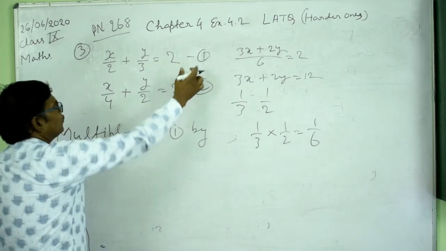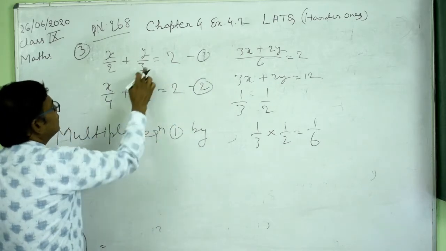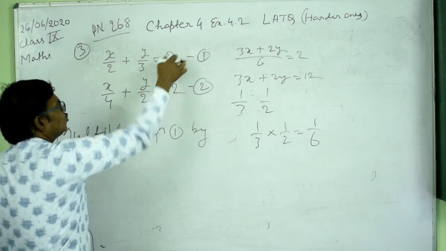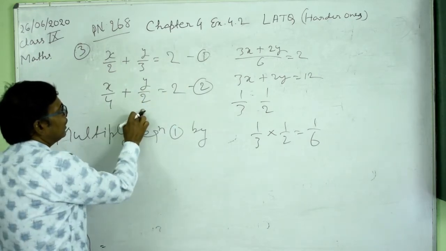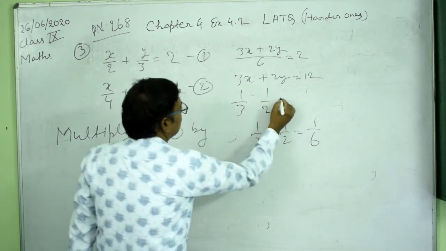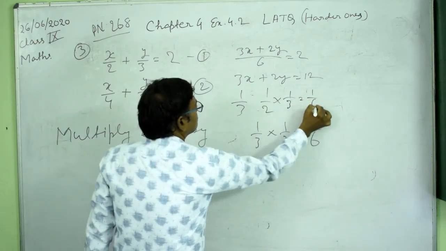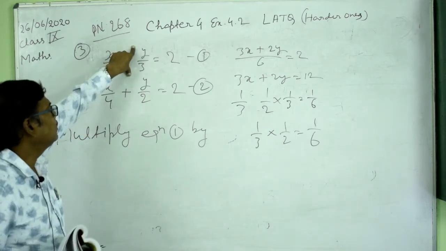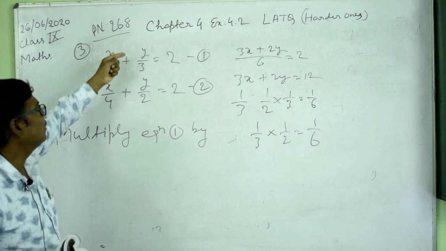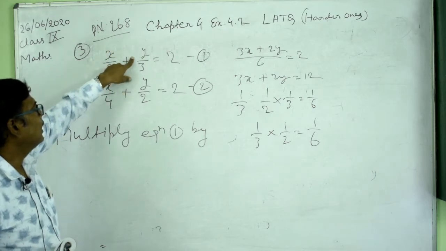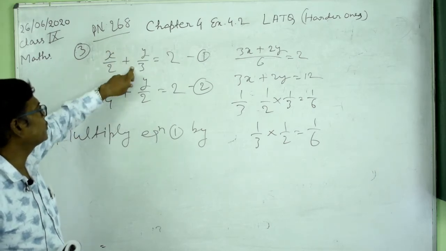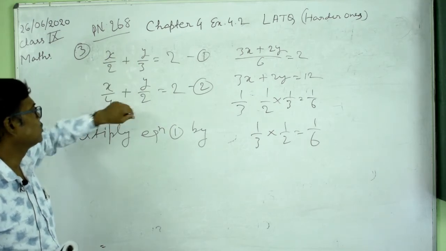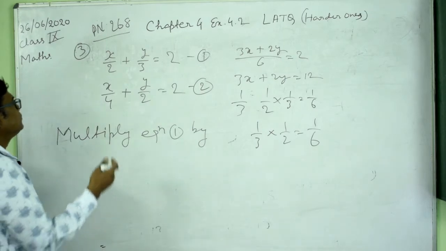So if you multiply this with 1 by 2, then it will be 6 here and this will be 4, and here it will be 2 by 2. And here you will multiply by 1 by 3 because it is 1 by 2 here, so 1 by 2 into 1 by 3 is again 1 by 6. So when you multiply this equation with 1 by 2 and this equation with 1 by 3, the coefficients of y in both will be equal, that is 1 by 6 and 1 by 6, and then we will subtract.